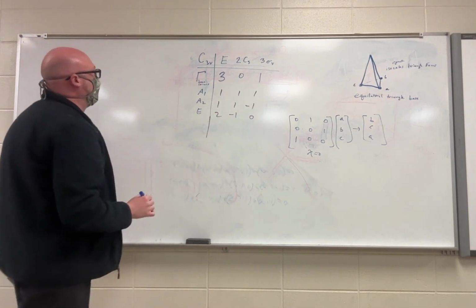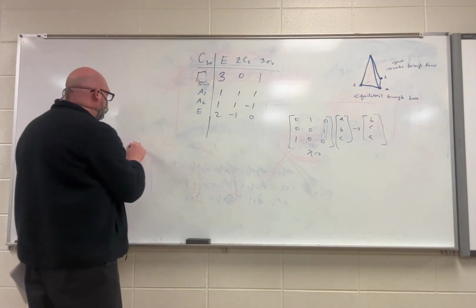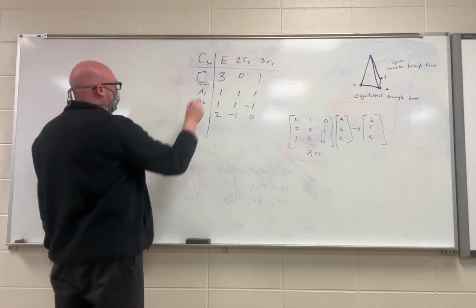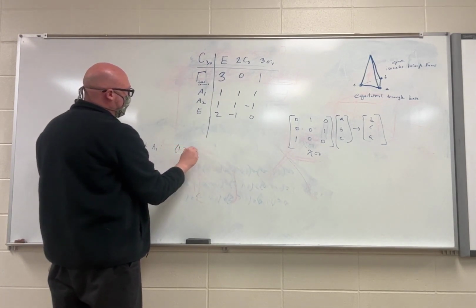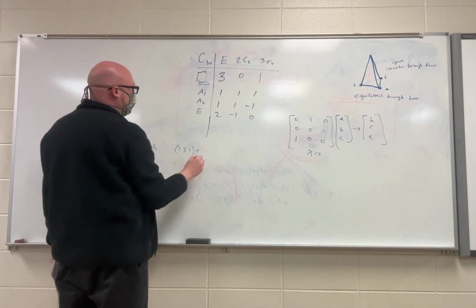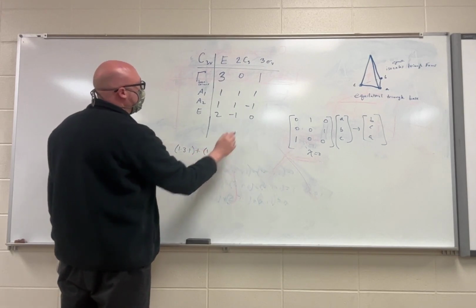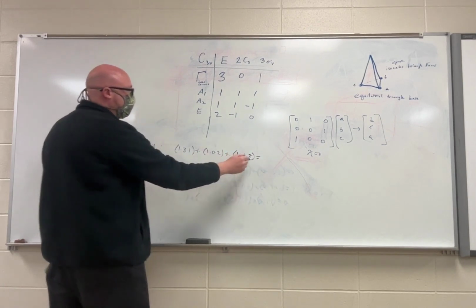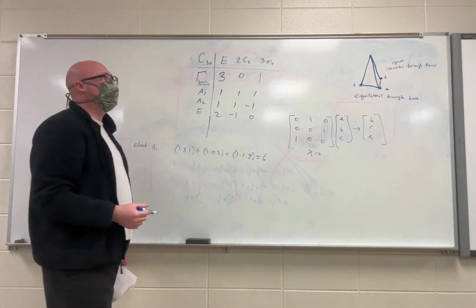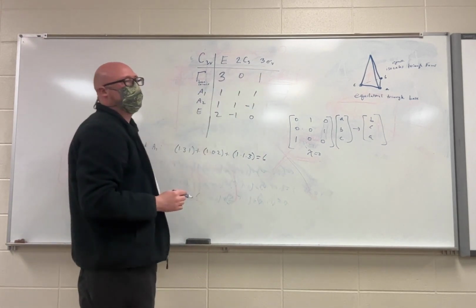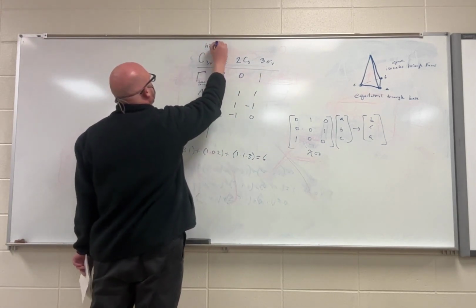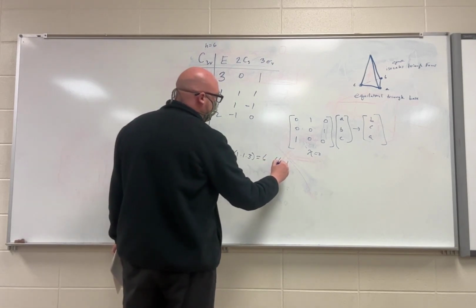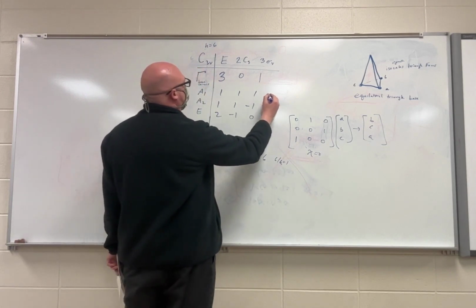Those are the characters. So if we check for A1s, we have 1 times 3 times 1 plus 1 times 0 times 2 plus 1 times 1 times 3 equals 6. Divide by the order of the group. I have 6 symmetry operations grouped together in classes. The order is 6. 6 over 6 equals 1. Let's say 6 over h. So we have one of these.